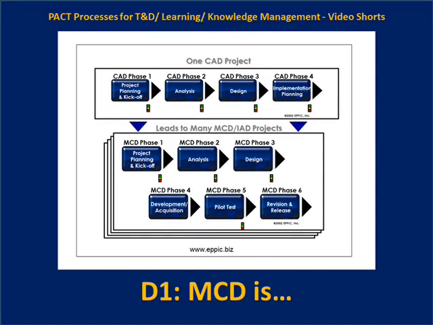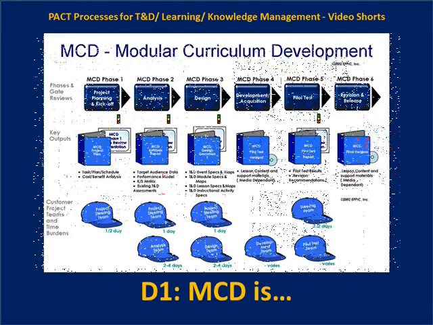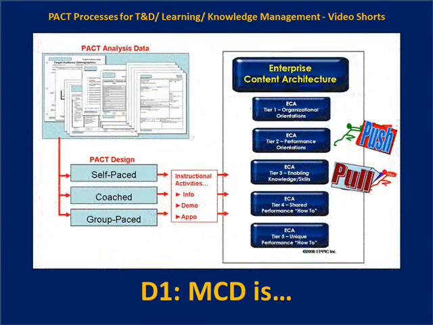The 6 phases organize the activities to produce the key outputs of a training development or learning development effort. It also organizes the efforts of the various teams that are involved. In the PAC processes for MCD, all the analysis data ends up in instructional activity design specifications. These are then organized or inventoried in the enterprise curriculum architecture and that portion of that, which is the 5-tier inventory structure.